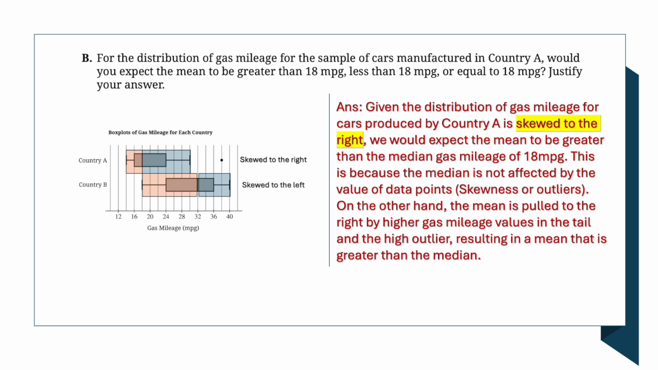That means either skewness or outliers. Median doesn't get affected. On the other hand, the mean is pulled to the right by higher gas mileage values in the tail and the high outlier, resulting in a mean that is greater than the median.